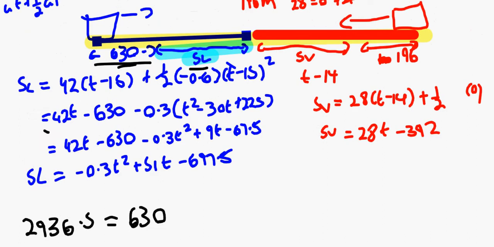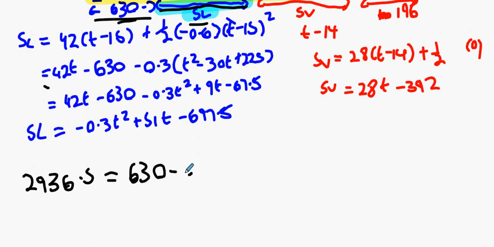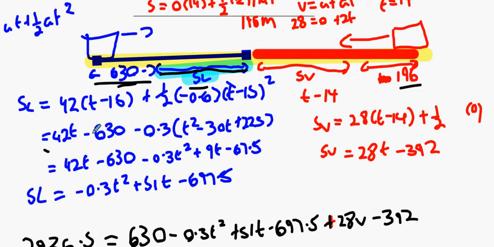And then it equals your distance covered by your lorry, which is this part here, minus 0.3t squared plus 51t minus 697.5. Okay, and then we're going to have our SV. SV is here, which is 28t minus 392, and then we also have 196 up here.